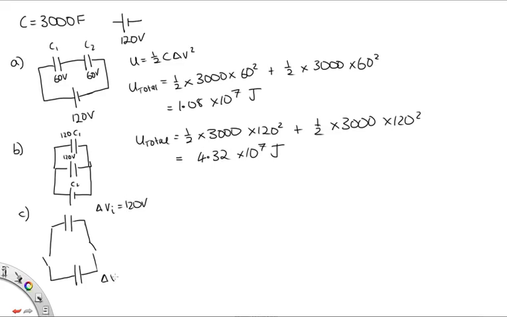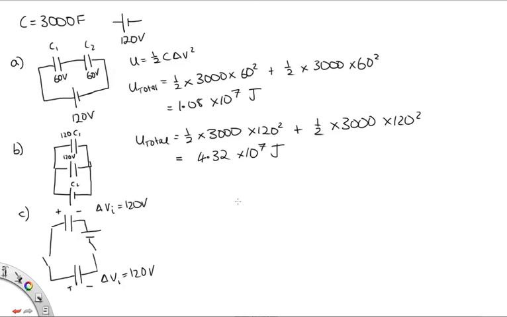So we've charged them both to 120 volts. We've connected the positive to the positive and the negative to the negative. Right, and we've connected the negative terminals across the battery. So we haven't closed this switch yet, but we've got our battery in here.